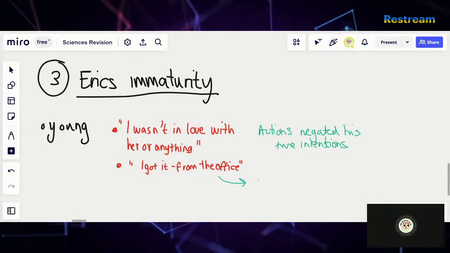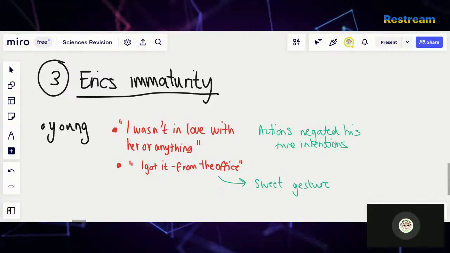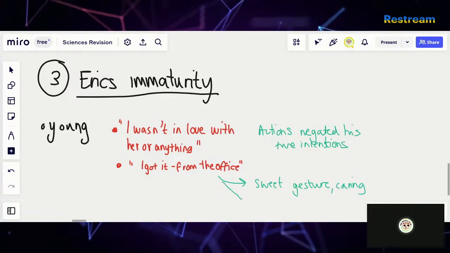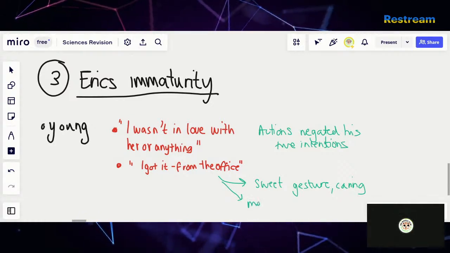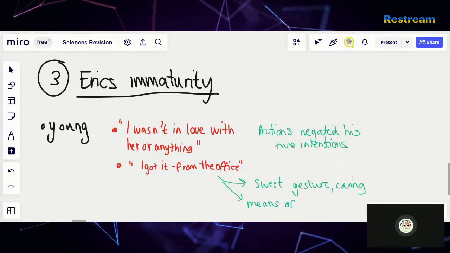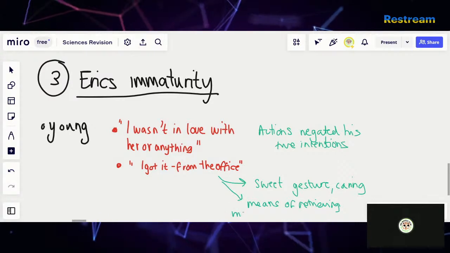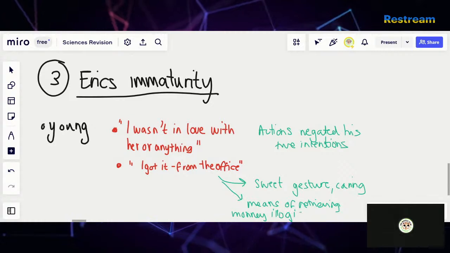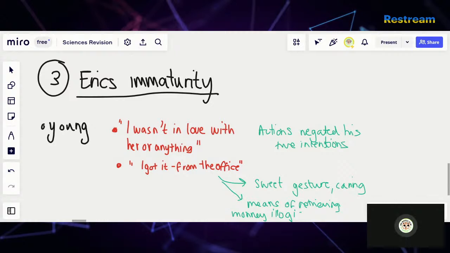So a sweet gesture, and it shows that he's caring. It also signifies immaturity because his means of retrieving the money is quite illogical and impulsive.